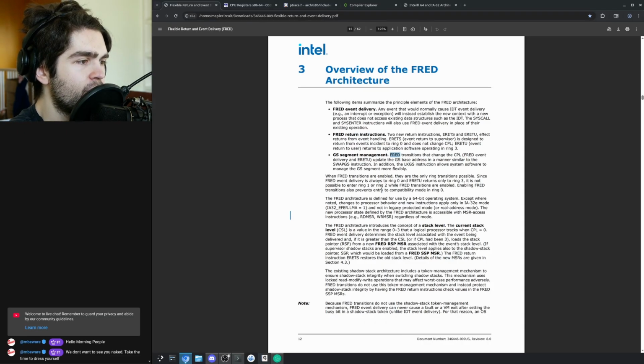The thread architecture is defined for use by 64-bit operating systems, except where noted. Changes to this processor behavior and new instructions apply only in the IA32E mode, and not in legacy protected mode or real mode. The new processor state defined by the thread architecture is accessible with MSR access instructions, regardless of the mode. What do those things do?